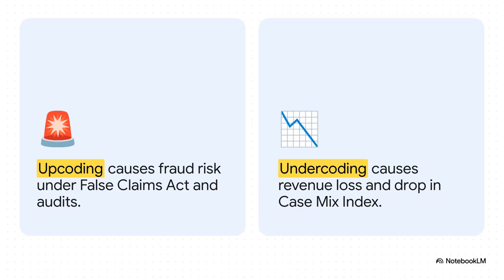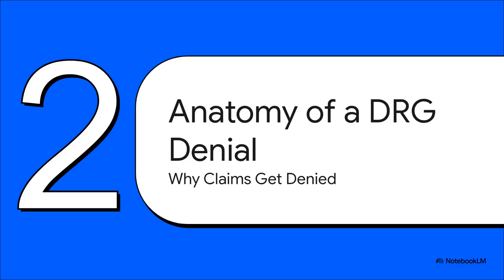This tightrope is especially sketchy for high-weight DRG pairs. Think sepsis with an MCC versus without, respiratory failure, heart failure, acute kidney injury. That is exactly where auditors are aggressively hunting for any hint of upcoding. Let's move on to Section 2, Anatomy of a DRG Denial.